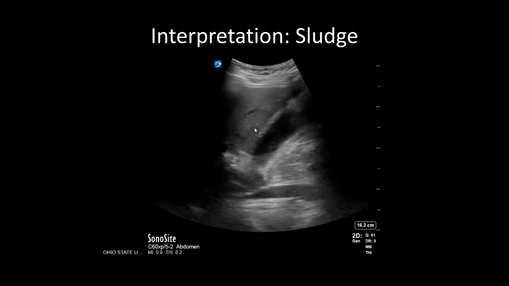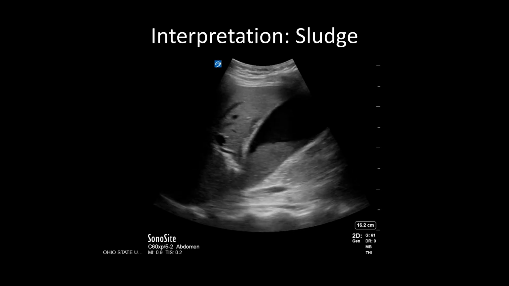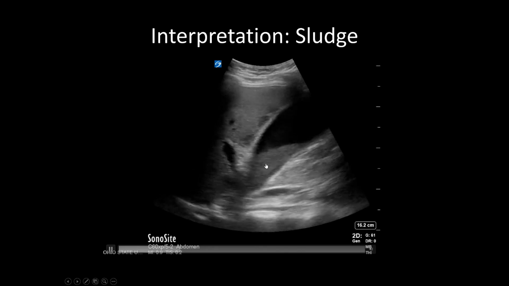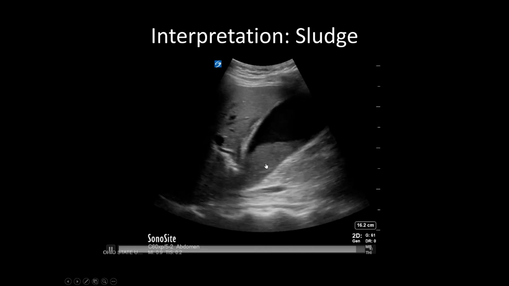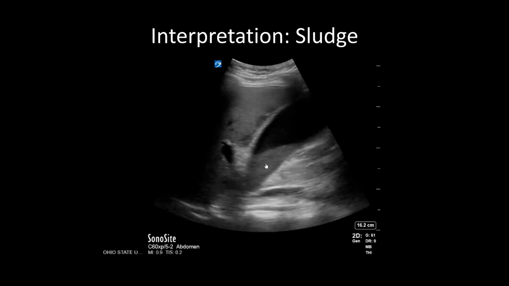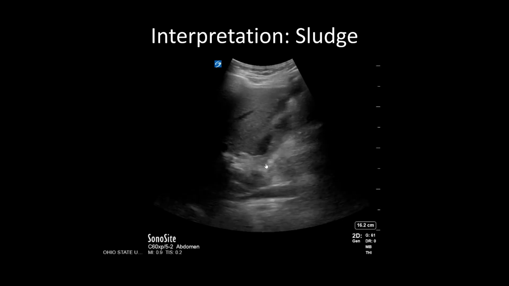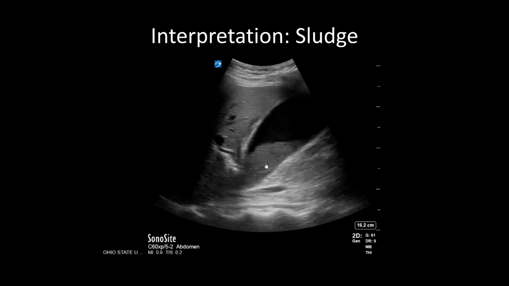Occasionally, sludge will be seen in the gallbladder rather than a stone. This will be much more hypoechoic than a stone and will not have as much, if any, shadowing behind it. This still can cause pathologies of the gallbladder and should be taken seriously.